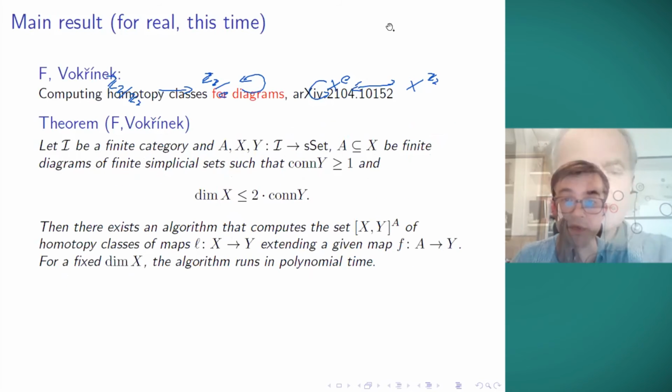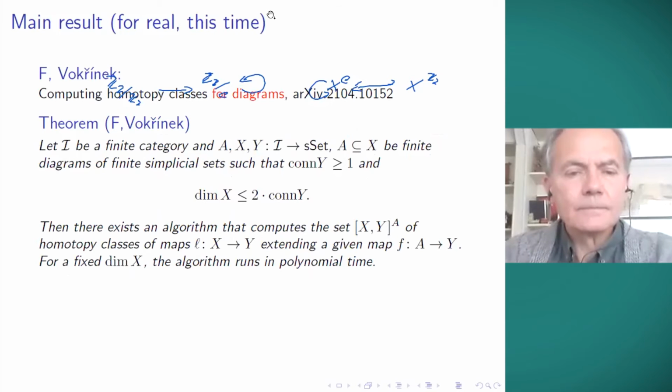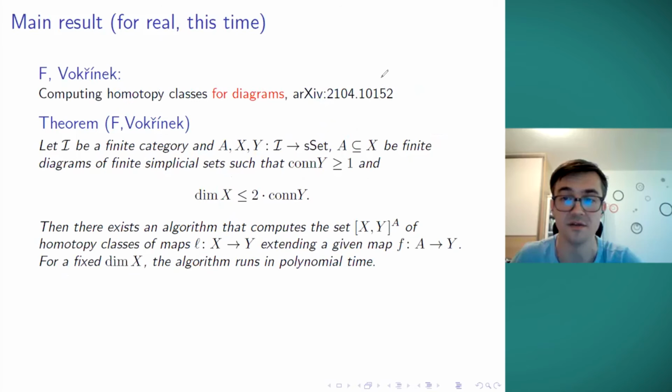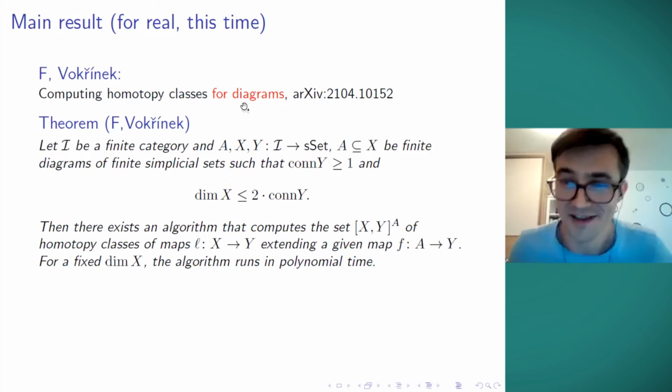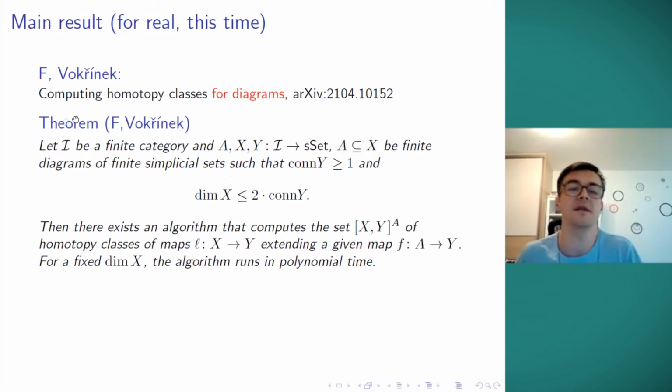Let me maybe erase this. Right. So I said in the beginning that the paper is called Computing Homotopic Classes for Diagrams. So maybe the observant people already see where the diagrams come from. Our main theorem in that paper reads like this. Our objects are finite diagrams. Finite diagram means there's a category with finitely many objects and finitely many arrows, such as these orbits.